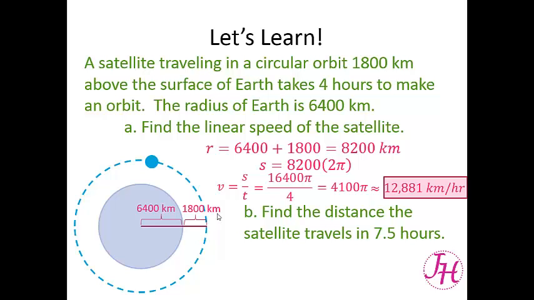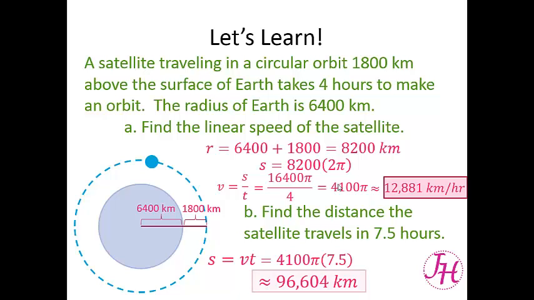Now we're going to find the distance the satellite travels in 7.5 hours. So remember that distance is the same as velocity times time, because if you look at the formula we just used for linear speed, if you multiply both sides by t, then you get vt equals s, which is the same thing as s equals vt. So then we can just plug in our velocity, which we just found, and it's better to use the exact answer and then approximate later. So then you multiply that by your number of hours, and you get approximately 96,604 kilometers. So that's how far the satellite's going to travel in 7.5 hours, which makes sense because in 1 hour it was 12,881 kilometers.